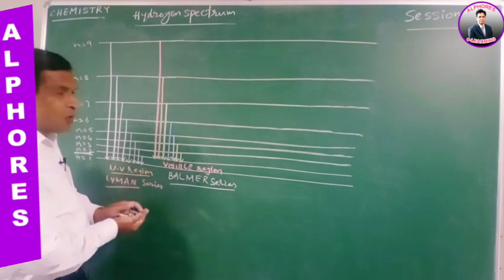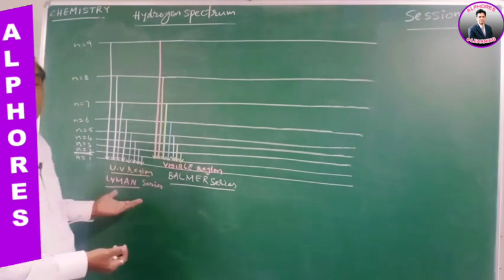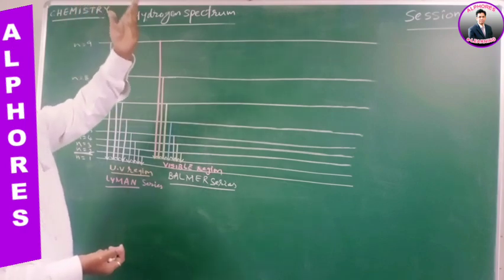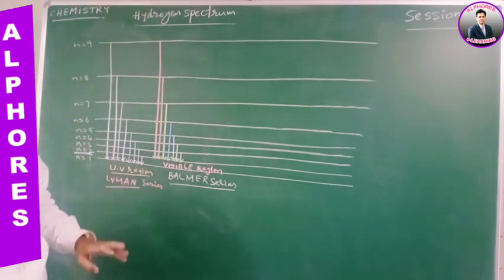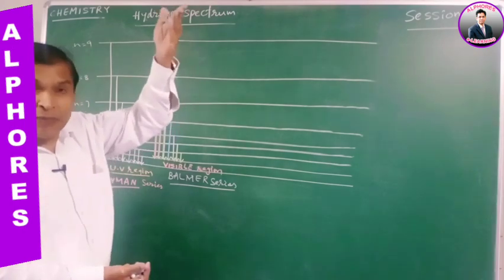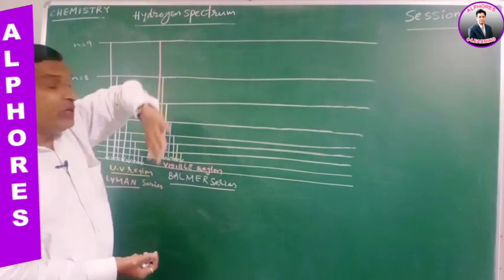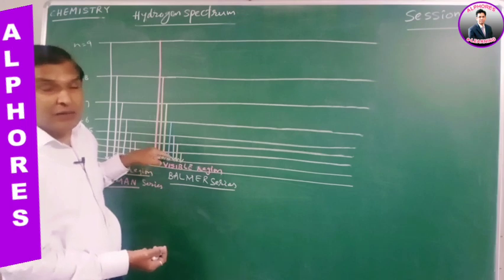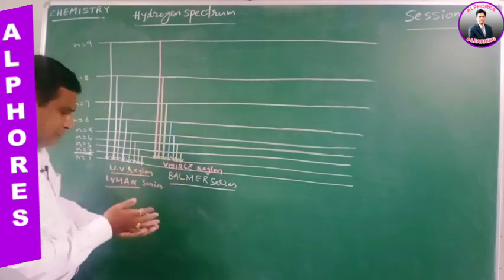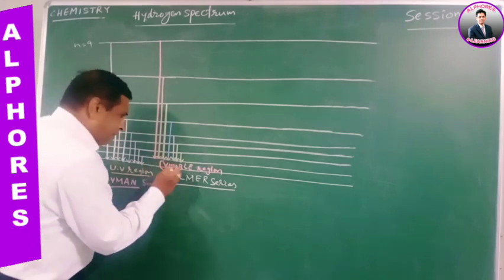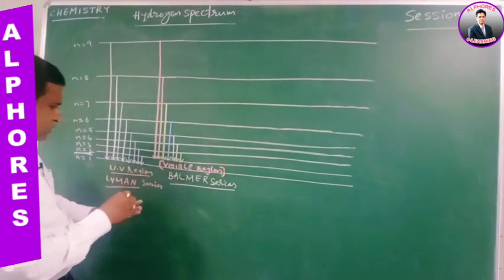So Lyman series, when excited electrons come from the higher energy levels to n equals 1, and in Balmer series, the excited electrons are coming from higher energy levels to the second energy level. Balmer series is observed in the visible region of hydrogen spectra, and the series is named as Balmer series.